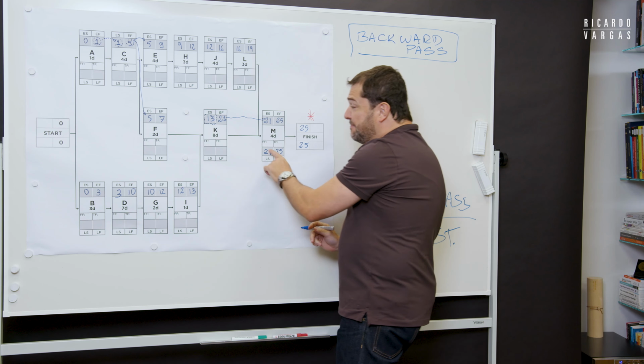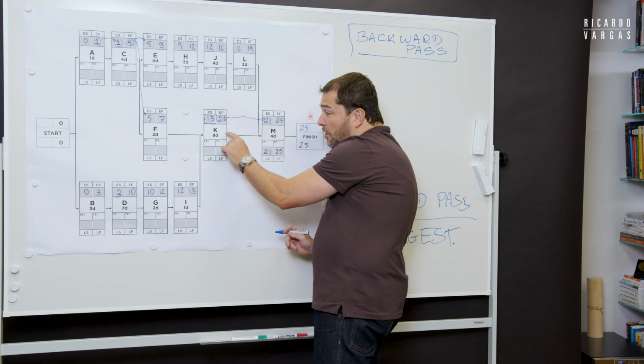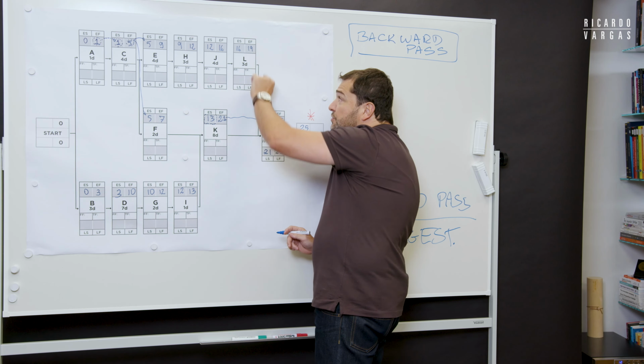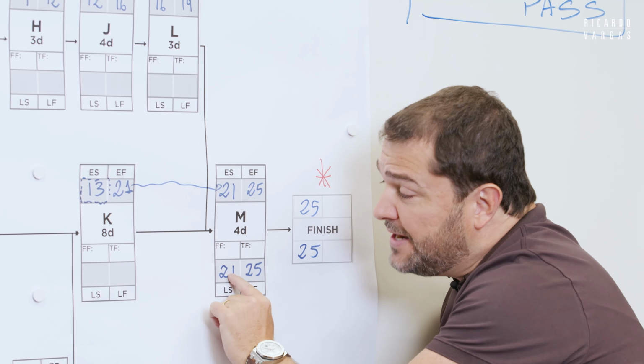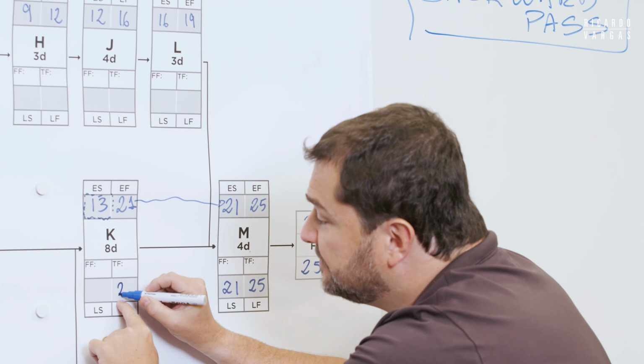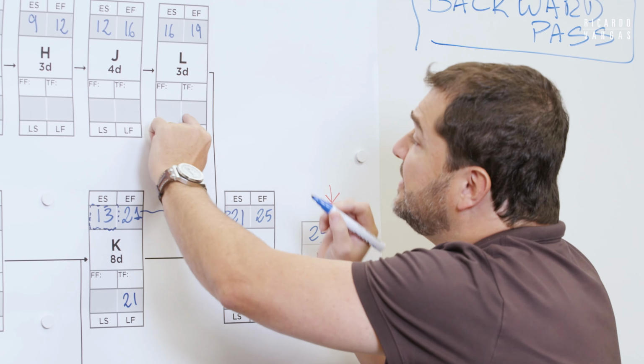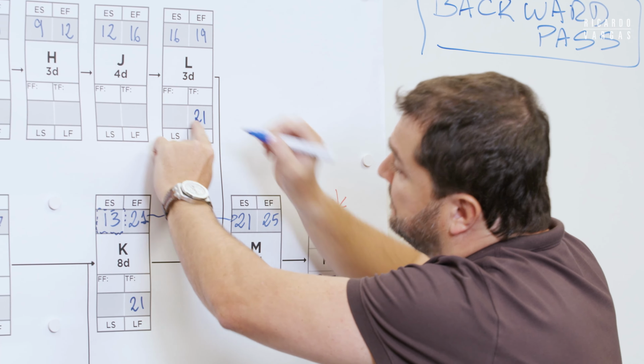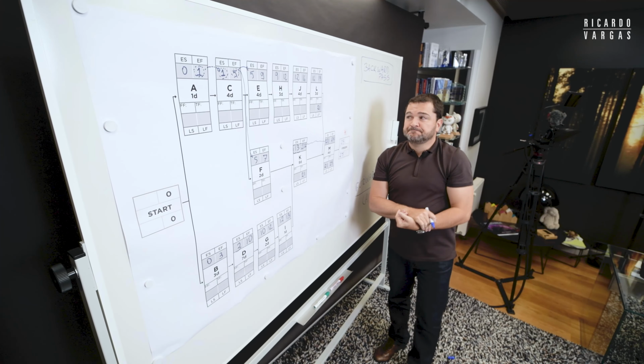Then what happens? Imagine that this arrow is now on this side and this arrow is going to this side. This 21 goes here and this 21 goes here. Okay, I'm doing the same. 21 minus 3 is 18. 21 minus 8 is what? 13.